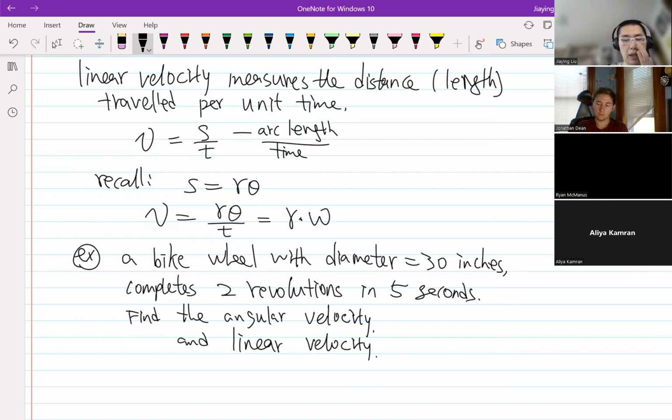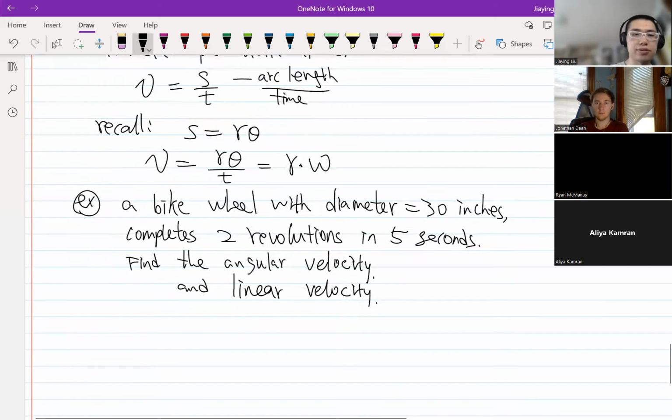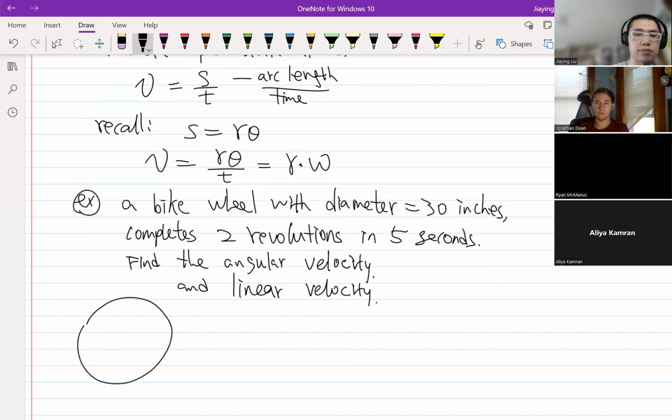And we don't know how much angle was covered, right? All we know is that the bike wheel covers 2 revolutions in 5 seconds. And we know the diameter of the bike wheel, which is 30 inches. So we know the diameter is 30, and suppose that's the center. As it rotates, it makes 2 revolutions in 5 seconds.